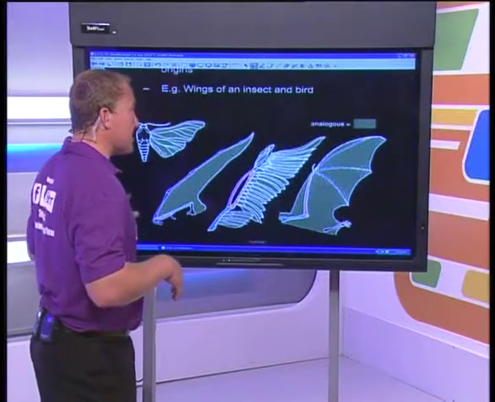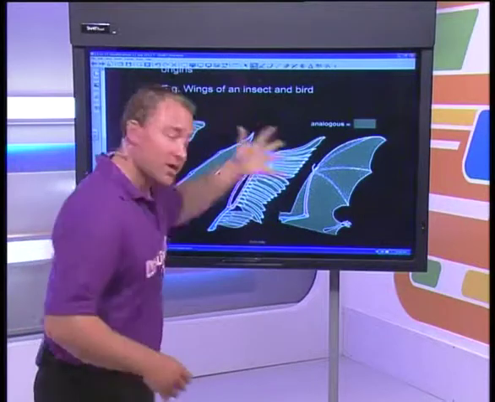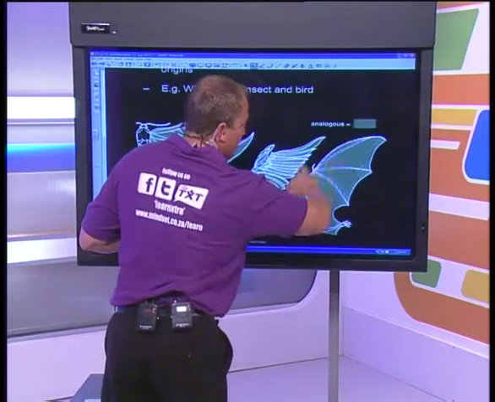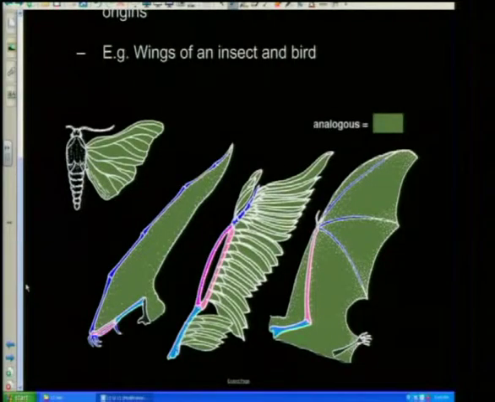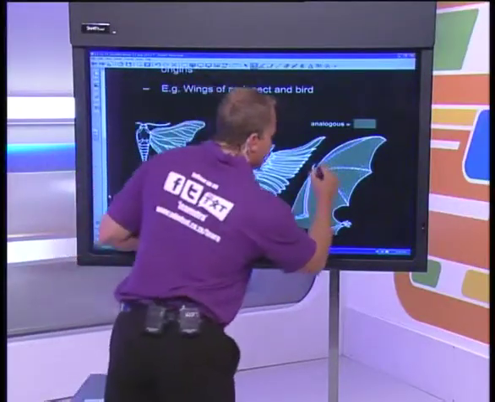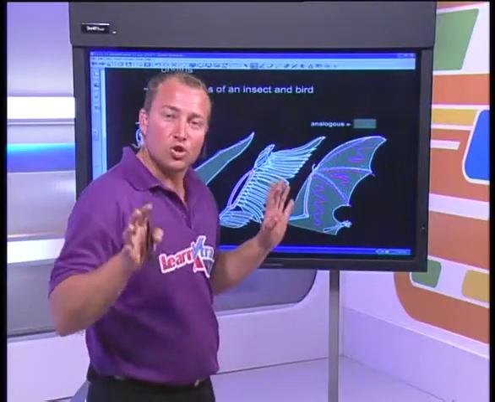So analogous means they have the same function, but different structures. Let's see. The bat, look at it. Forget about the blue, okay? All I'm talking about is, see, it's got the five fingers, and it's got this leathery part between each of them. I should use a pen, it's so much easier. That leathery part actually grabs air and moves it up and down, right? It moves in the air to use it.